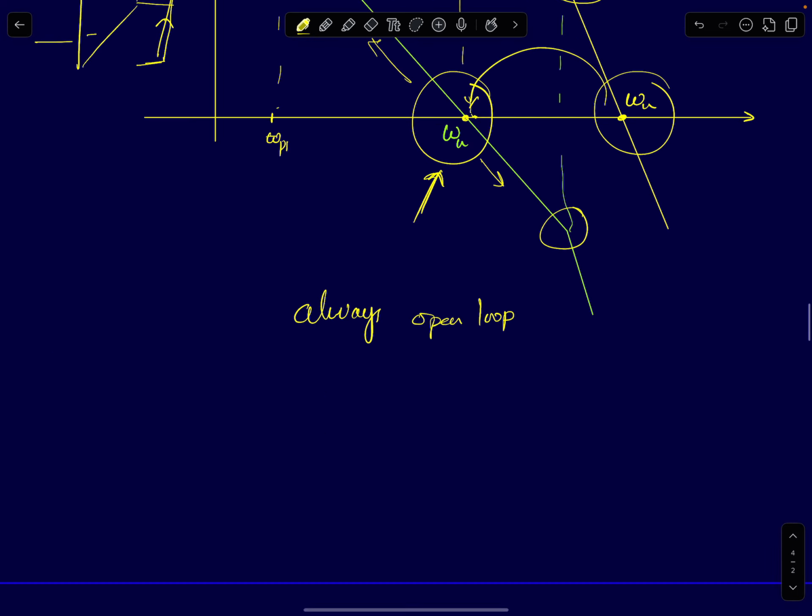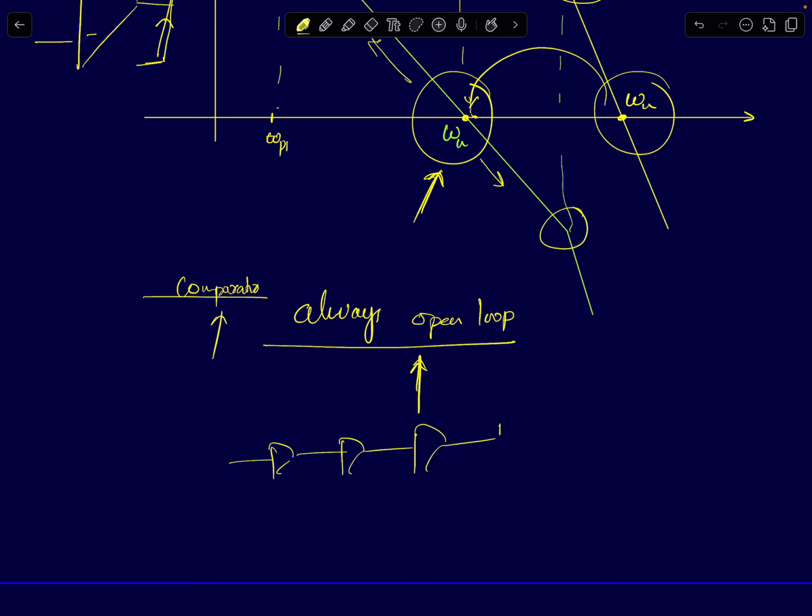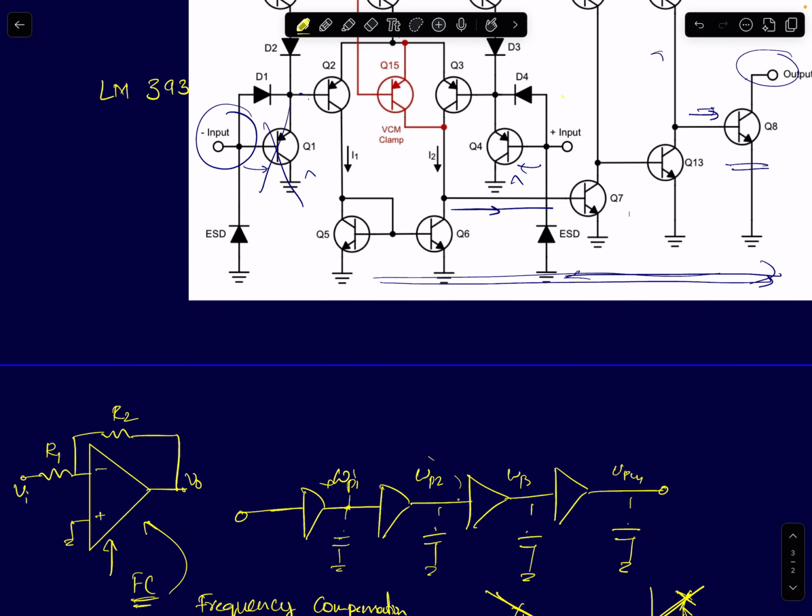A comparator always operates in open loop. Right? That's how we began with the definition. By definition, even though the transfer characteristics of a comparator are the same, we know for a fact that it is always used in open loop, or it will be used only in positive feedback. Therefore, you don't have to worry about frequency compensation. You just keep cascading as many amplifier stages as you like. Okay? That's what is done here. That's what you see here. You have cascaded 4 stages here.